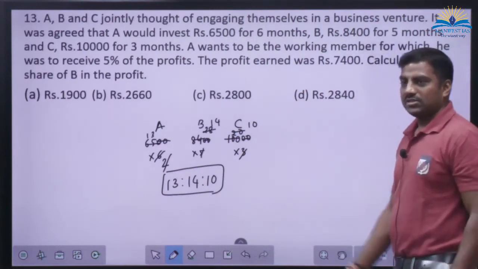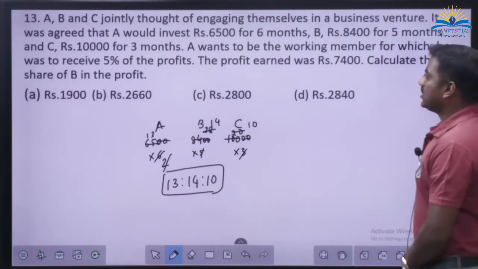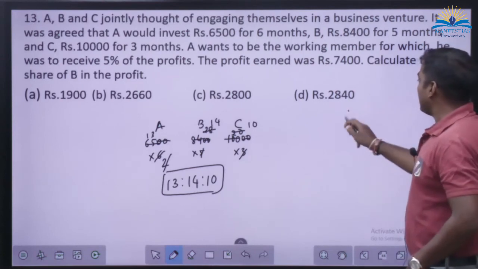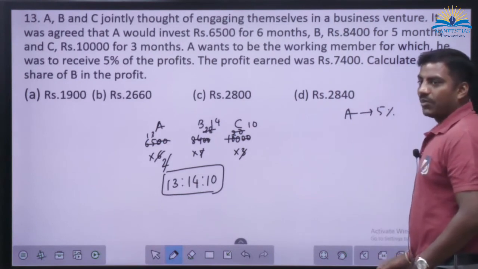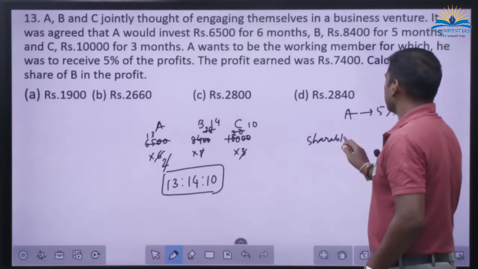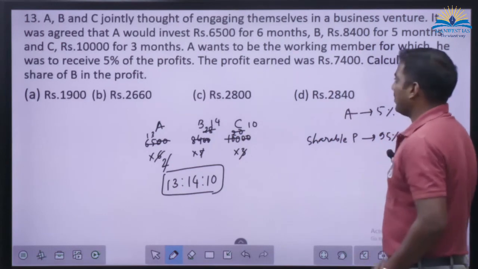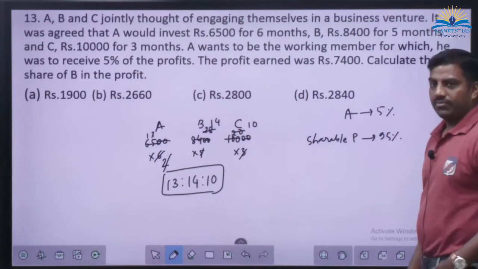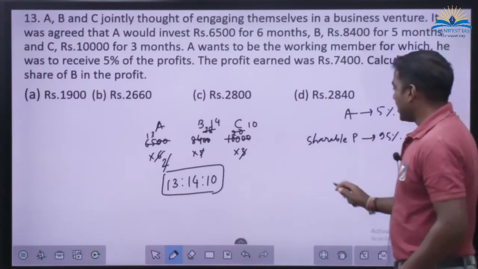Now, hold on. This is not the final thing. They are telling A wants to be the working member for which he was to receive 5%. What does that mean? A will get 5% first, and shareable profit is 95%. The profit earned was rupees 7,400. Calculate the share of B. What is the share of B?